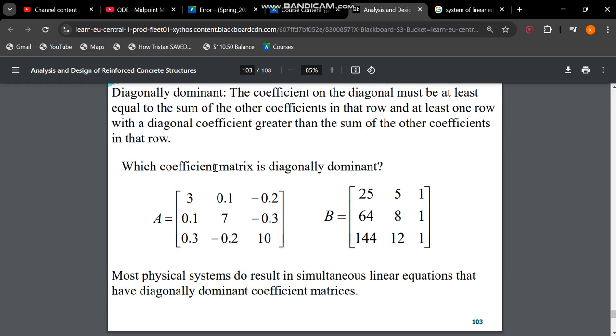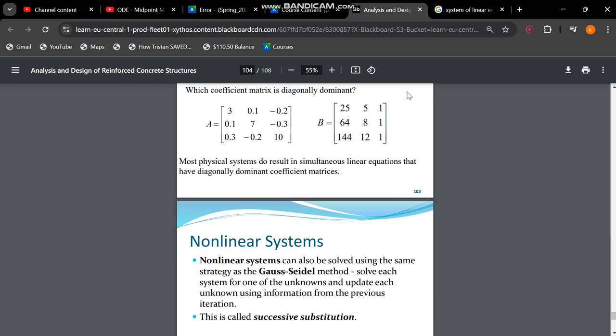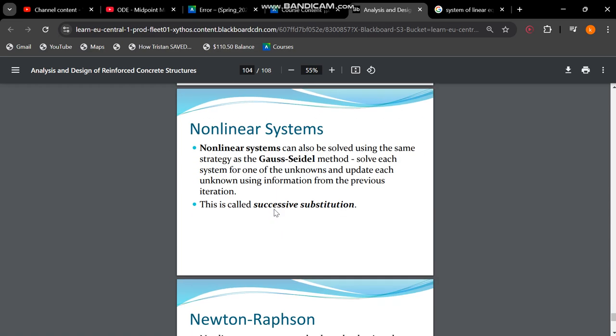As you can see, which coefficient matrix is diagonally dominant? This or this? This one's not diagonally dominant, as you can see. This one is diagonally dominant because 0.3 minus 0.2 gives you this. 0.1 plus minus 0.3 is less than 7. 0.1 minus 0.2 is less than 3. So it works, and all of these work. This is diagonally dominant and this is not. So yeah, guys, make sure you keep this in mind.